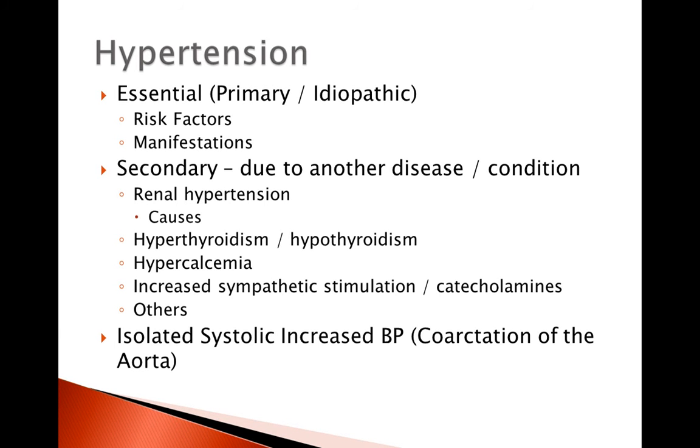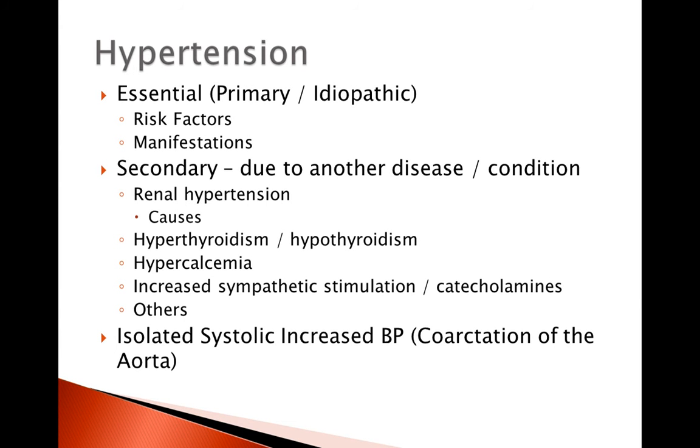Okay. The book goes through a couple of other types of issues with blood pressure. Don't worry about the sections on special populations, like during pregnancy, in the elderly, in children. We're going to skip that for this unit. And the only other type of blood pressure issue I want to mention is what's referred to as isolated systolic increased BP. It's also referred to as coarctation of the aorta.